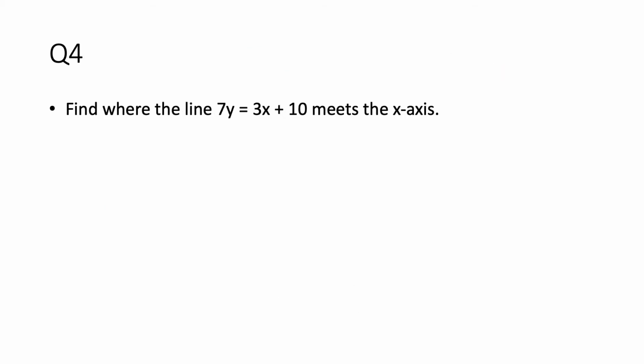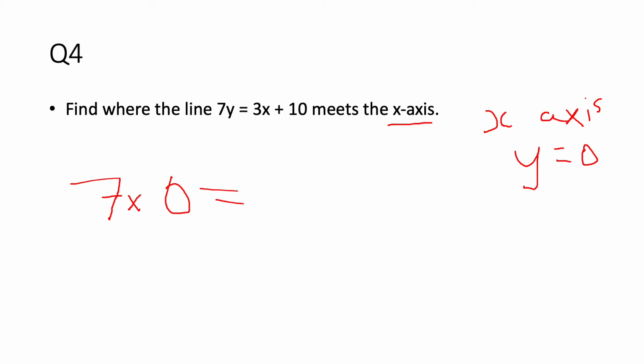Right, guys, question number 4 says, find where the line 7y equals 3x plus 10 meets the x-axis. Now, the x-axis means when y equals 0. So the x-axis is the line y equals 0. When I sub in y equals 0, I get 7 lots of 0 equals 3x plus 10. Well, 7 times 0 is 0, so 0 equals 3x plus 10. Solving this equation, minusing 10 on both sides and then dividing by 3 works out what x is.